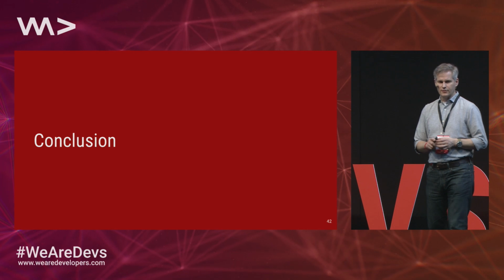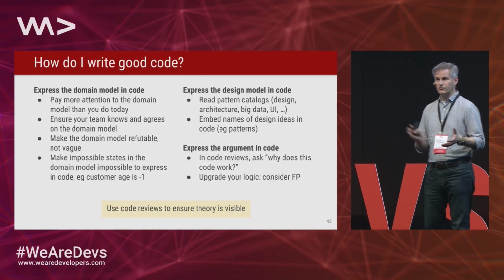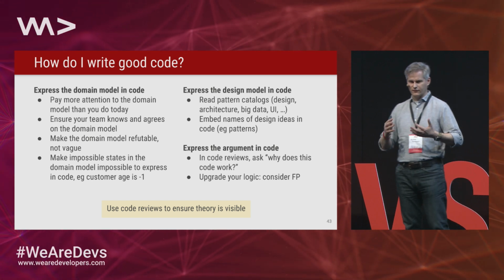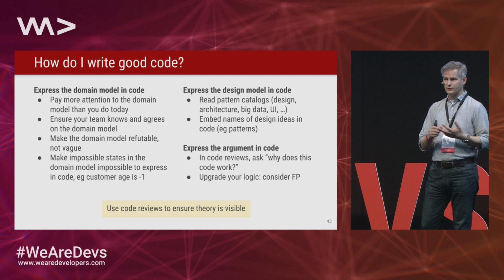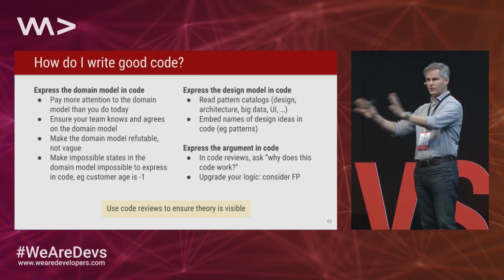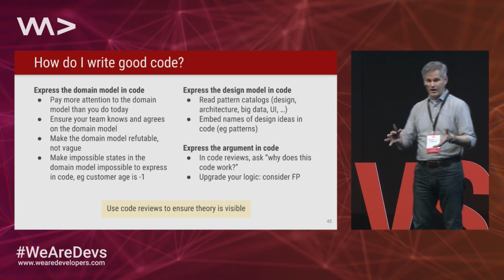So, in conclusion, first, I would like to help you write better code. I want you to write great code. There are three ways to do that, as far as I'm concerned. First, express your domain model in the code, because, as we said, all programs are working on models that represent the real world. They can't work on the real world directly.